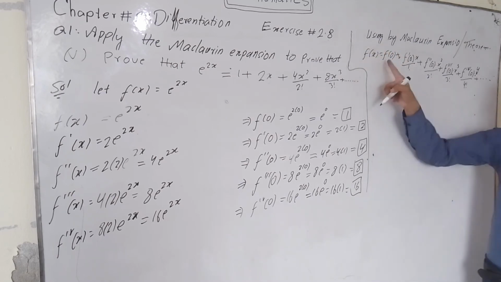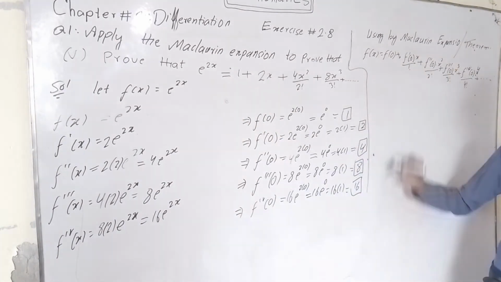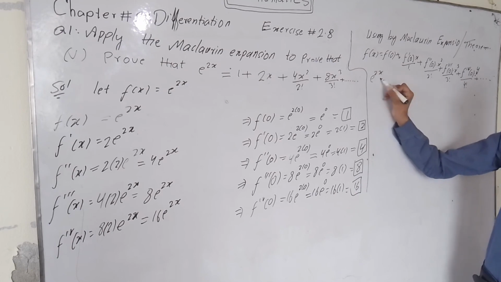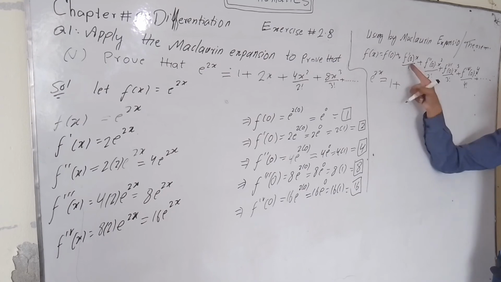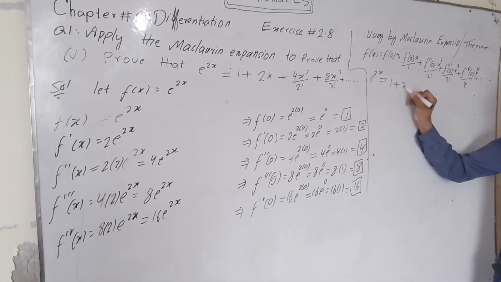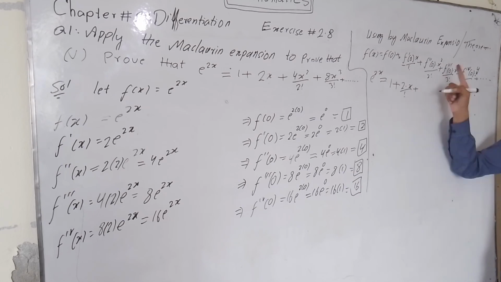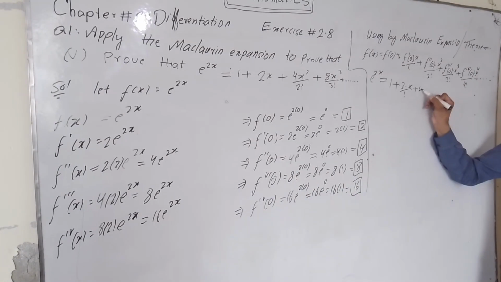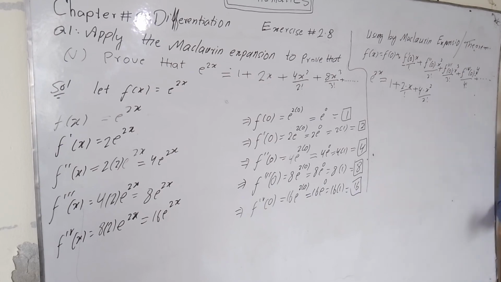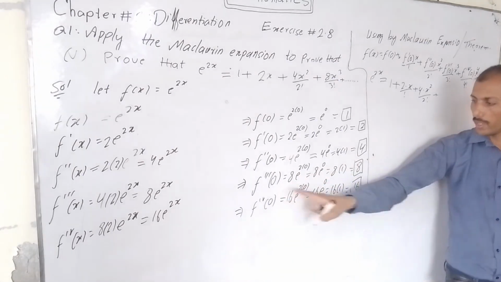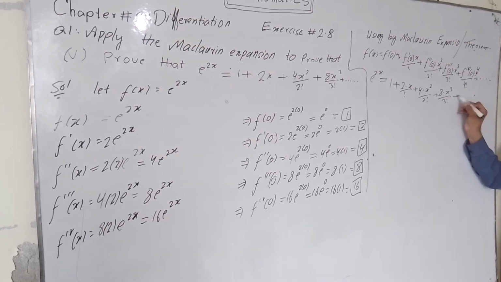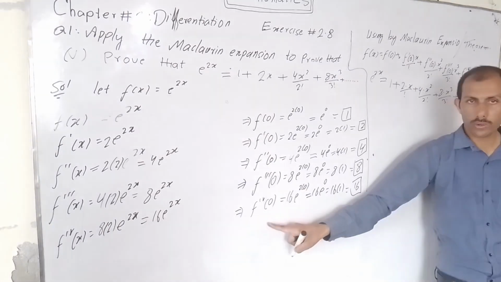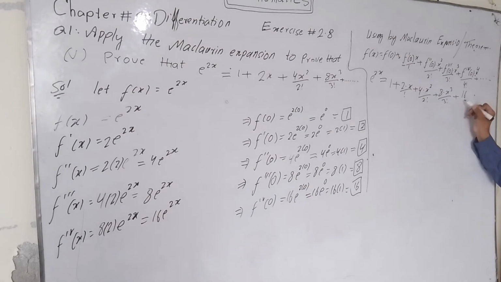Putting the value f of x equal to e power 2x, f of 0 is equal to 1 plus f prime of 0, which is 2, dot x divided by 1 factorial, plus f double prime of 0, which is 4, dot x square divided by 2 factorial, plus f triple prime of 0, which is 8, dot x cube divided by 3 factorial, plus f fourth prime of 0, which is 16, x power 4 divided by 4 factorial, plus up to so on.